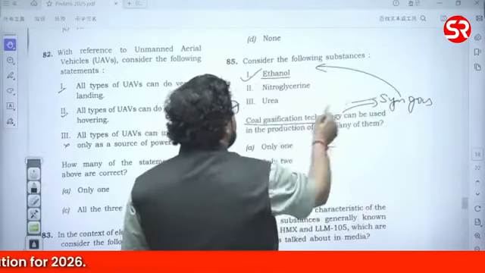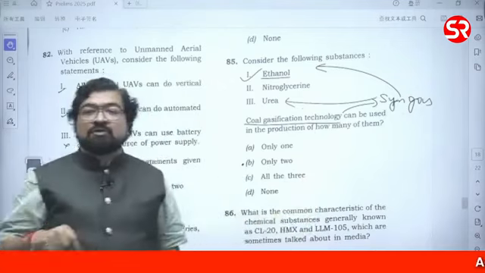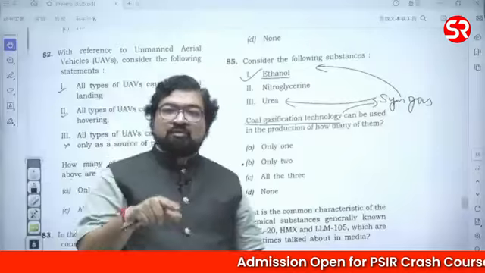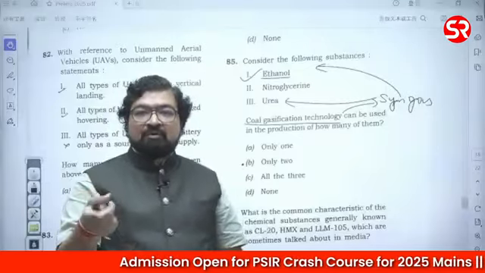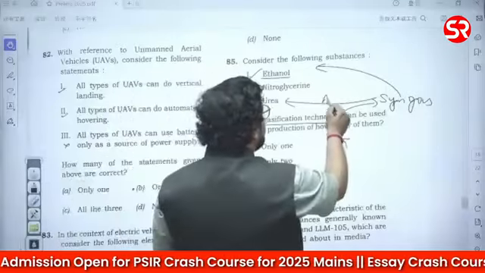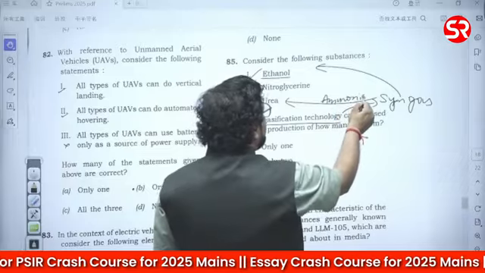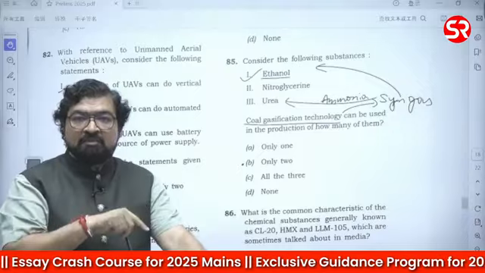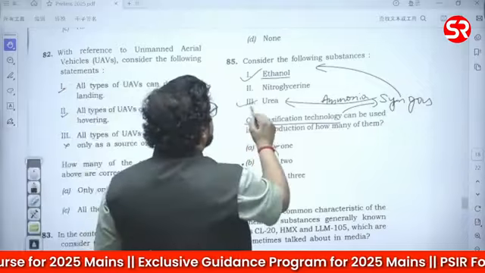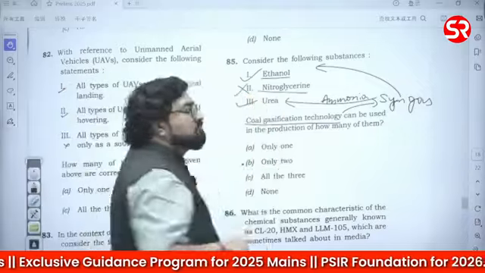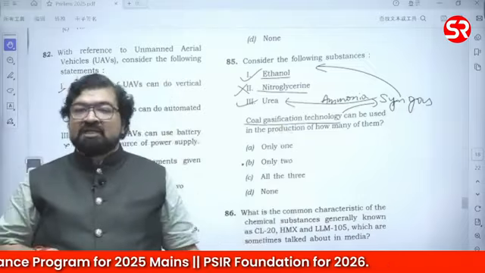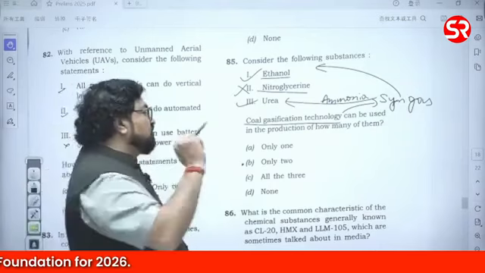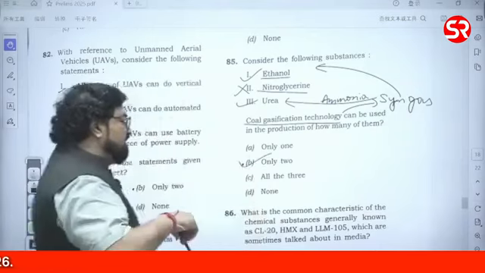Same way, urea can be made because there's a presence of nitrogen and hydrogen. From syngas, coal gasification method, we can produce ammonia. And from ammonia, we can make ammonium based fertilizers, chemical fertilizers. So this is true, but nitroglycerin is wrong. That nitroglycerin, that is for explosives. So there it can be used. So here, only 2 as an answer.